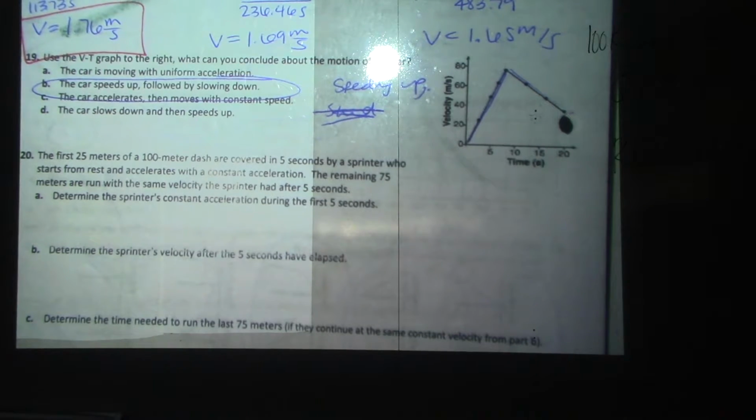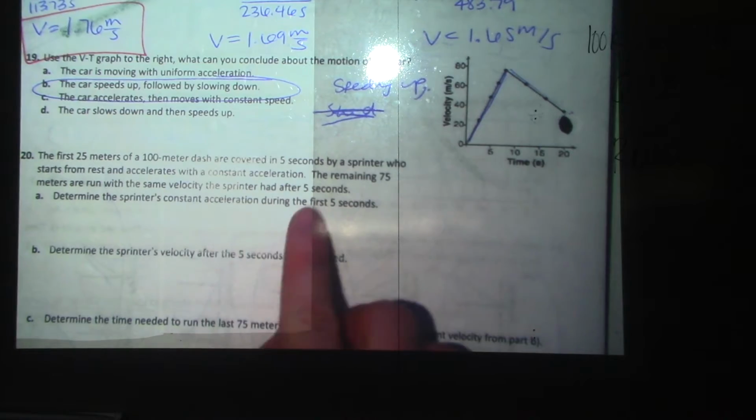The first 25 meters of a 100 meter dash are covered in 5 seconds by a sprinter who starts from rest and accelerates with constant acceleration. The remaining 75 meters are run with the same velocity. I want to find their constant acceleration in the first 5 seconds.